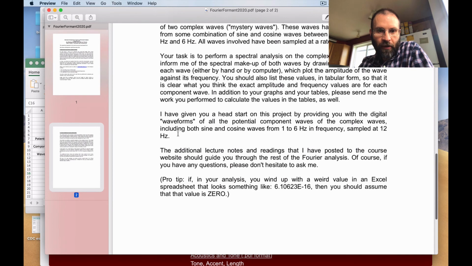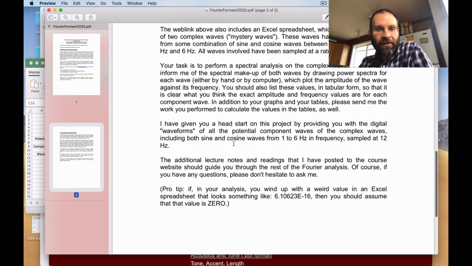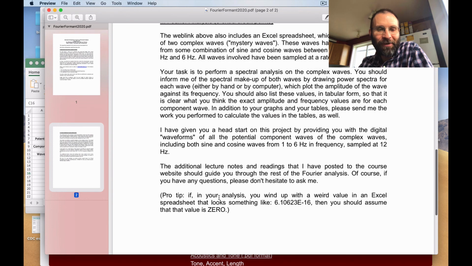So I've given you all the waveforms of the potential component waves. The lecture notes should guide you through the rest. If you have questions, you should ask me. I've got a little pro tip here. If you do this in Excel and you wind up with some sort of value that looks like a big decimal number and then a big E with something like minus whatever after it, this is 0. This is the number 0.